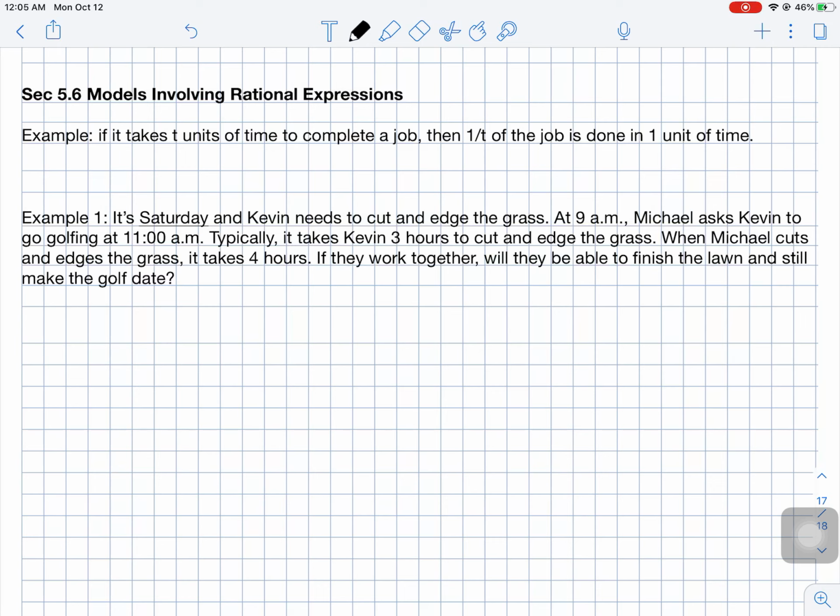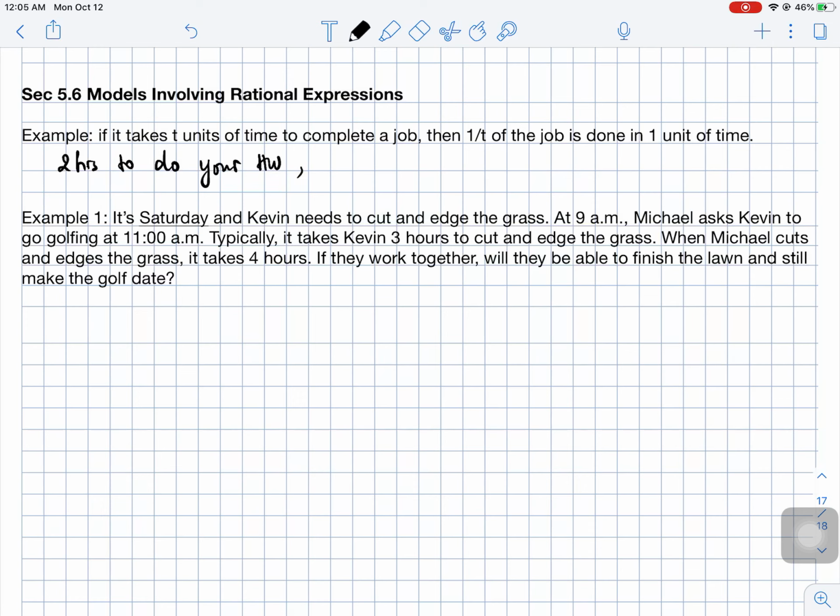Section 5.6 Models involving rational expressions. We will solve word problems using the rational equations we learned in section 5.5. Now we look at the general idea. For example, if it takes t units of time to complete a job, then 1 over t of the job is done in 1 unit of time.